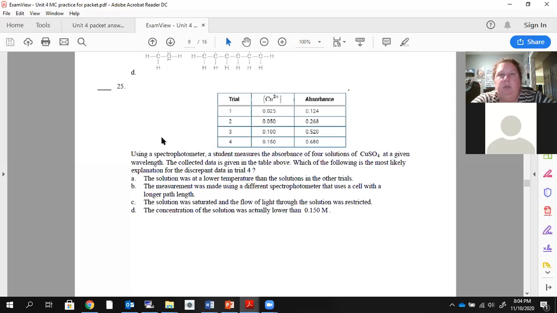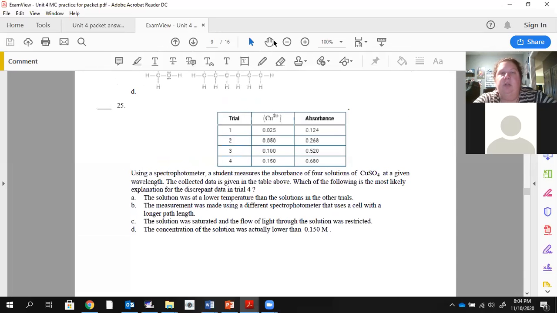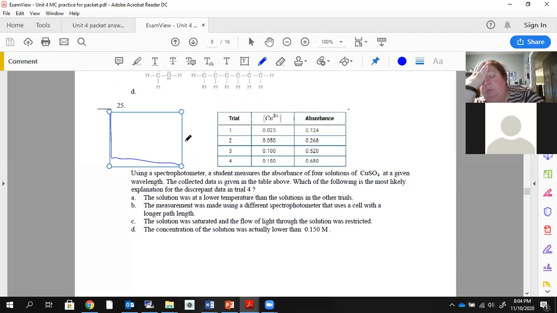Normally concentration and absorbance data should give us a nice straight-sloped line on a graph. So if absorbance is on this axis and concentration is on this side, we should get a line with a constant slope, which means the ratio of absorbance over concentration should be the same number for each one of these. And if we do that, this guy sticks out and it doesn't work out.